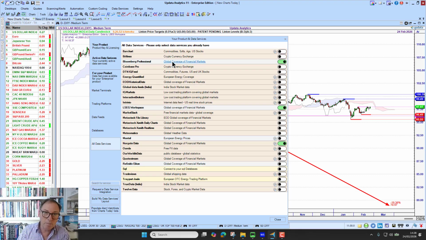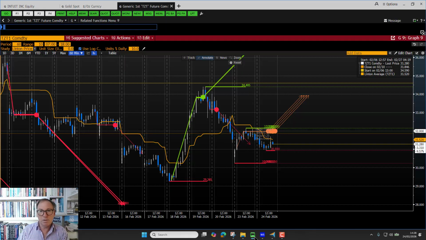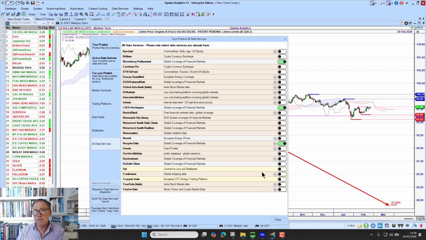Then, of course, top of tree is Bloomberg. I'm running Bloomberg here, and basically Updata sits on top of Bloomberg. That is top of the range global coverage, which is well known in the professional market. Coinbase is another crypto exchange, and DTN is a good US exchange feed, very good for futures, very fast, speedy, timely feed. It also covers UK stocks, so that is a semi-professional level feed. If you just want raw data into Updata, that's great.